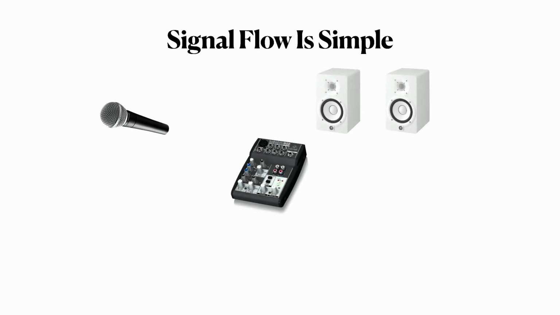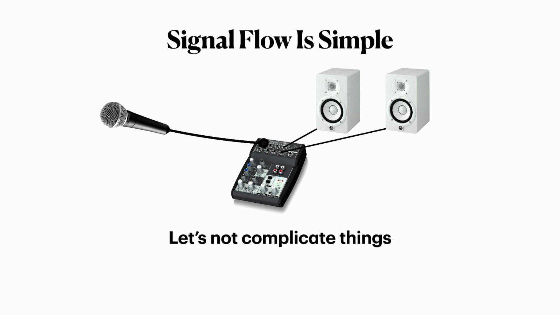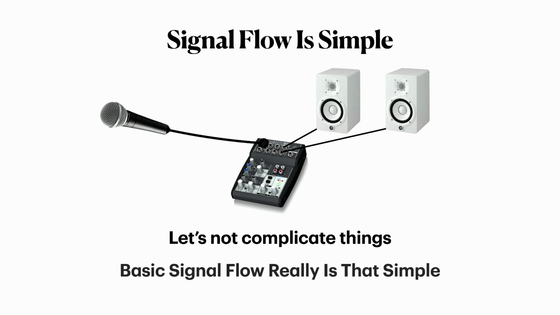So this is basic signal flow. Signal flow is really simple. We have a microphone, we have a mixer, and we have a set of speakers. Let's plug the microphone into the mixer, take the output of the mixer and plug it into speakers, turn it on, turn it up. We got things rolling. It's awesome. There's no reason to get complicated with it, okay? Basic signal flow is really that simple.